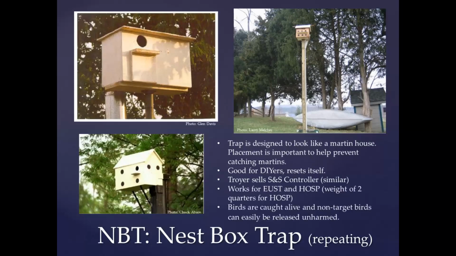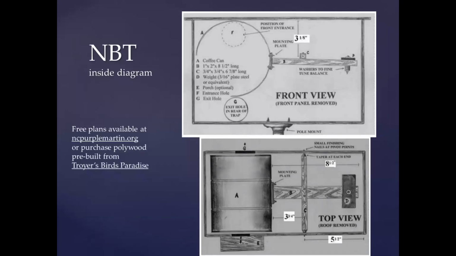Now, with this trap, the birds are caught alive, and non-target birds can easily be released unharmed. After you've identified what you've caught, you can release it if it's a native bird or just not a house sparrow or starling. So what does the inside of an NBT look like?